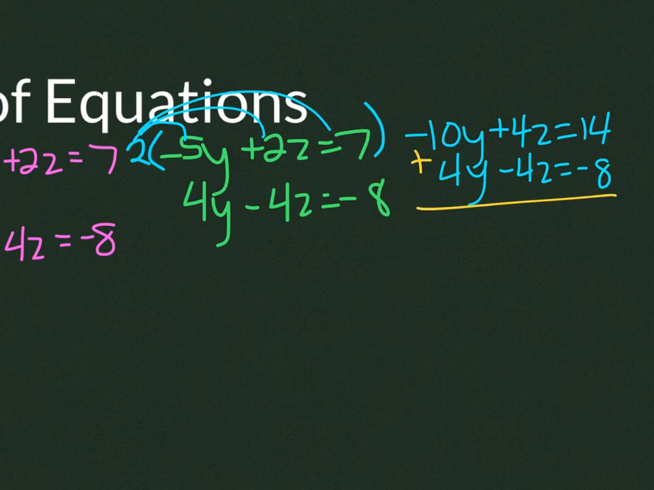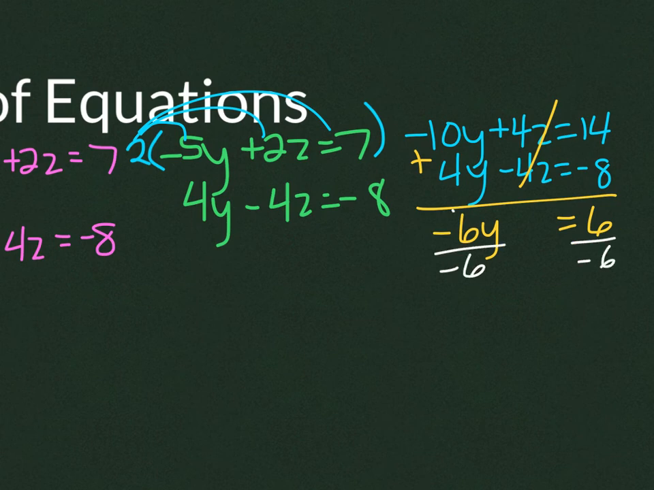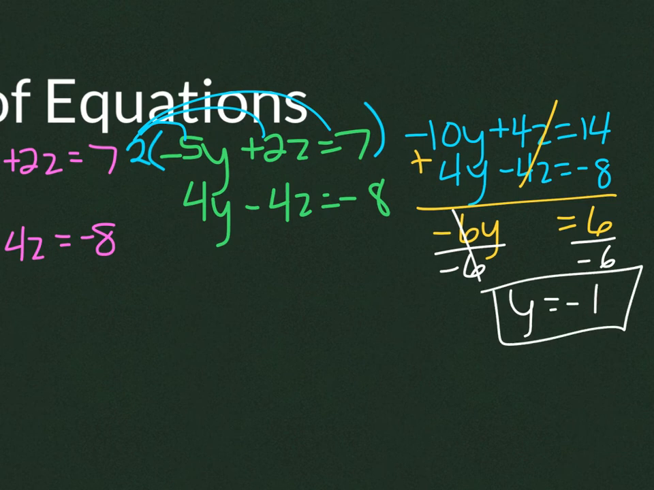Negative 10y plus 4y is negative 6y. 4z minus 4z cancels. 14 minus 8, because I'm adding a negative 8, so 14 minus 8 would be 6. Now I have one equation and one variable, and all I have to do is divide to finish solving for y, so y equals negative 1. There is the first of my 3 answers. But that's the hardest part. The easy part is finding the rest of them.